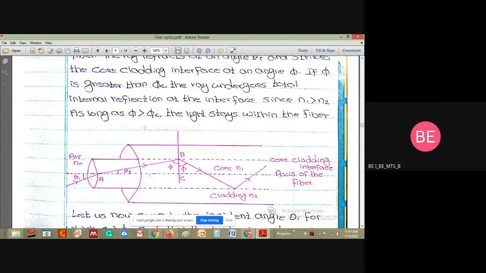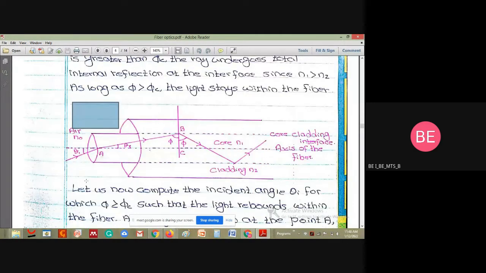So this is our optical fiber. This represents the core, and this represents the cladding, right? So the refractive index of core is N1, refractive index of cladding is N2, and the refractive index of the surrounding medium is N0, right? The dashed line at the center represents the axis of the fiber, and theta I is the angle of incidence. You are passing a light ray from air to the air-core interface, right? The light ray hits the air-core interface at the point A.